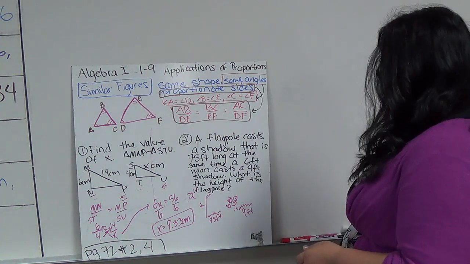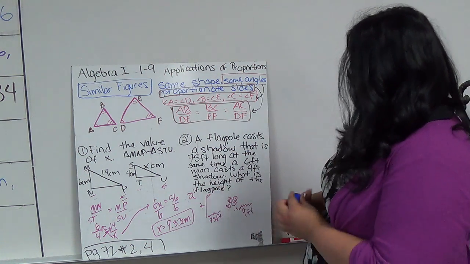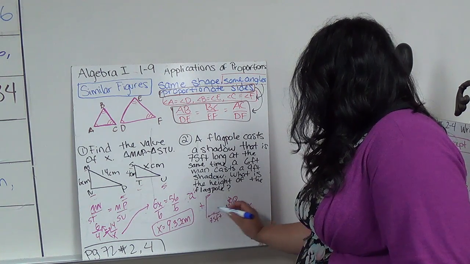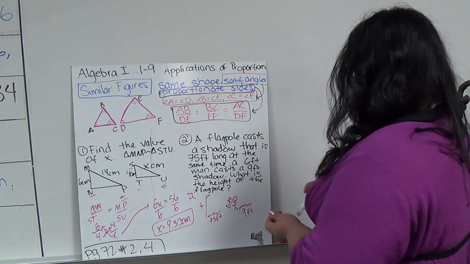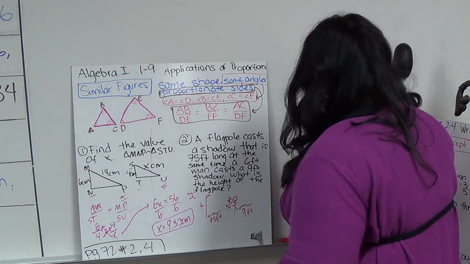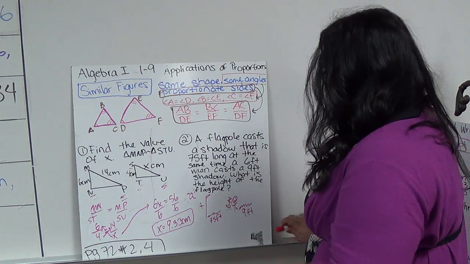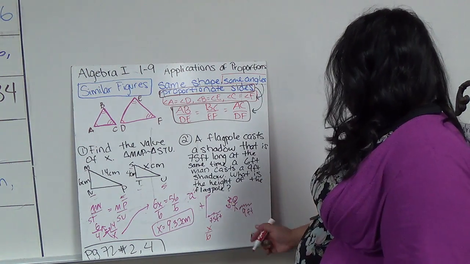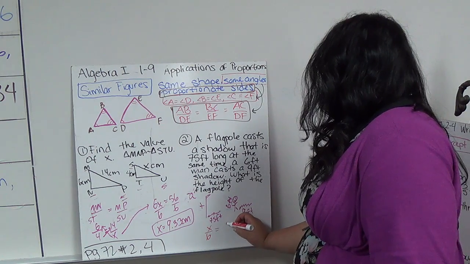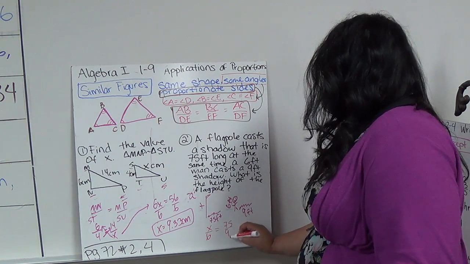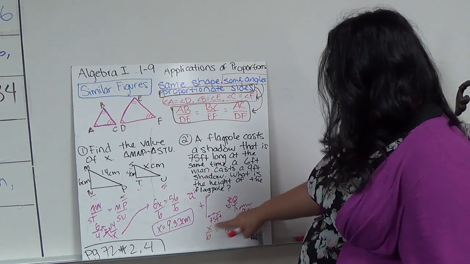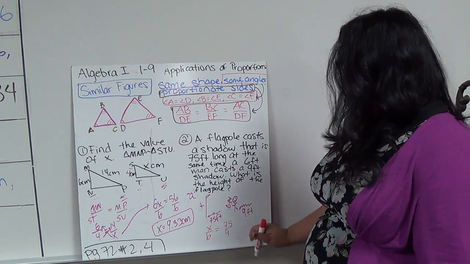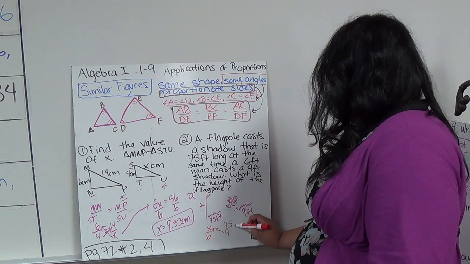Same thing with this, right? These are similar, so I'm going to have the proportion. It has to be one of each, so I can't do X over 75. It has to be X over 6, or I can do 6 over X, it doesn't matter, and 75 over 9. Okay? The top ones are the flagpole, and the bottom ones are the man. Then I can cross multiply to solve.